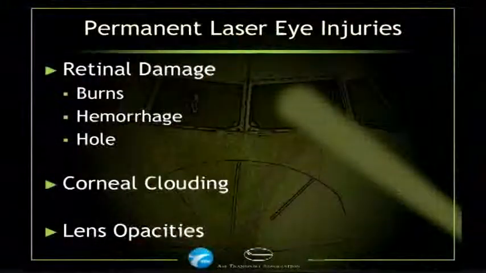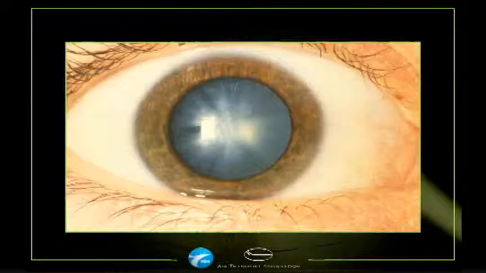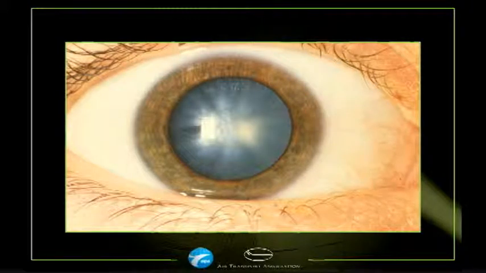And when we get calls in our office, the pilot fears for vision, safety, their income, and is their career over? The permanent effects are really retinal damage, and that's burns, hemorrhage, holes in the retina, corneal clouding, or lens opacities. Catch me afterwards, and I'll talk with you about some stories about lens opacities, such as this. This happens to be a cataract rather than a laser burn, but the effect is the same. And also, you see a fully dilated pupil.